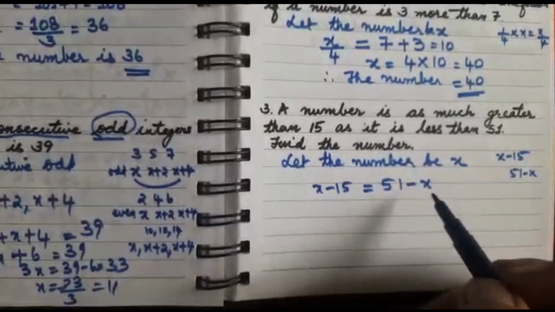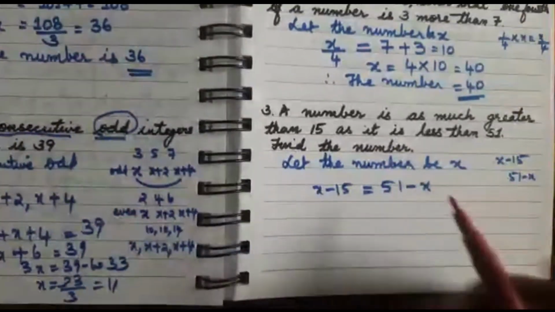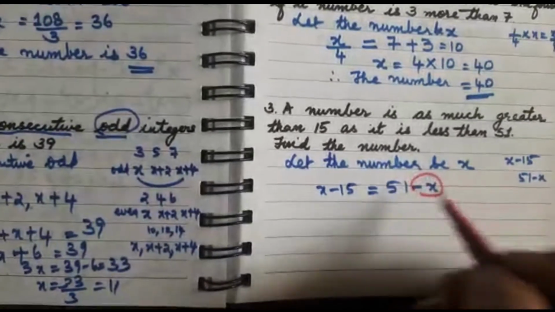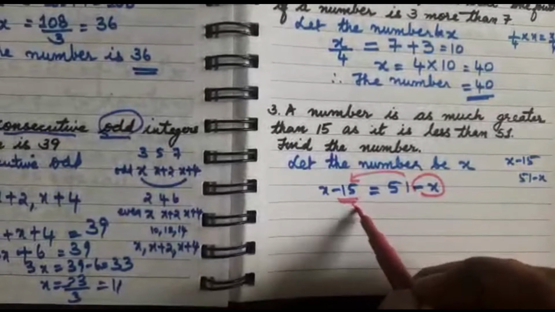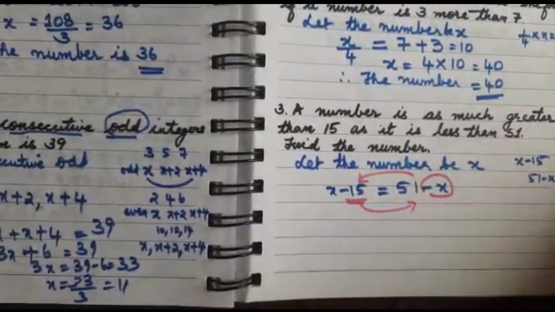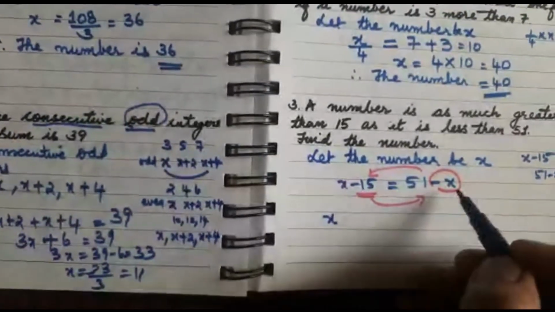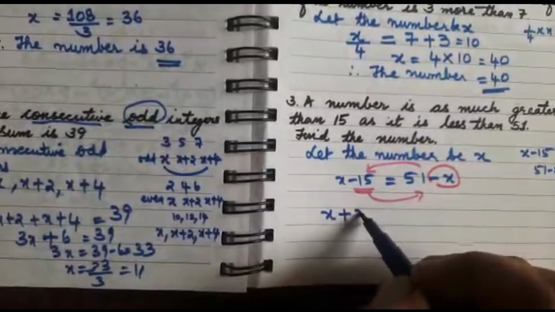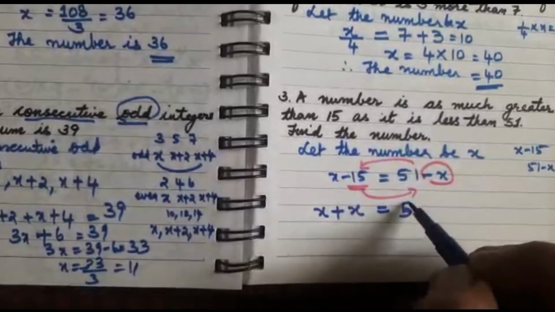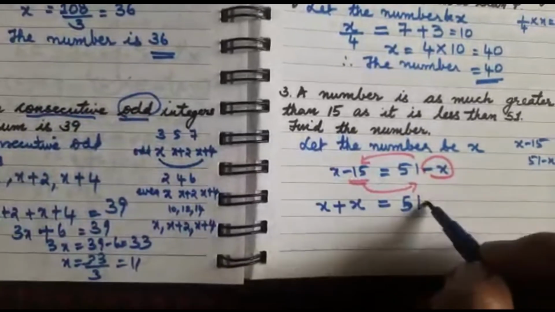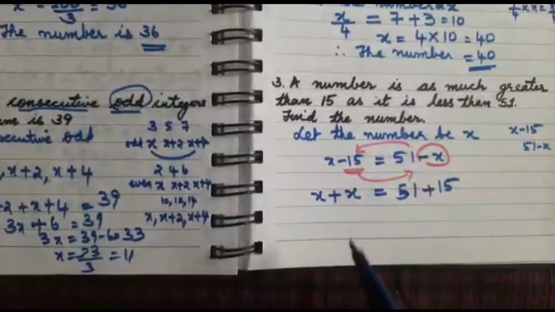So here, number on one side, this minus x I will transfer to this side, and this 15 I will move to here. If it changes sides, minus x becomes plus x, that is equal to 51, which was there on the right hand side, and this minus 15 will become plus 15. What is x plus x?